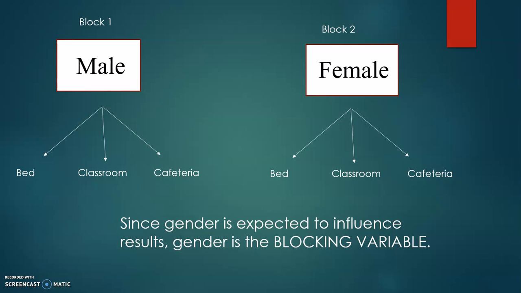Once the groups are separated, in this case male and female, they will then be randomly subjected to a study environment, and the results would compare male and female, as well as which environment is more productive for studying. Since gender is expected to influence the result, it is considered the blocking variable.